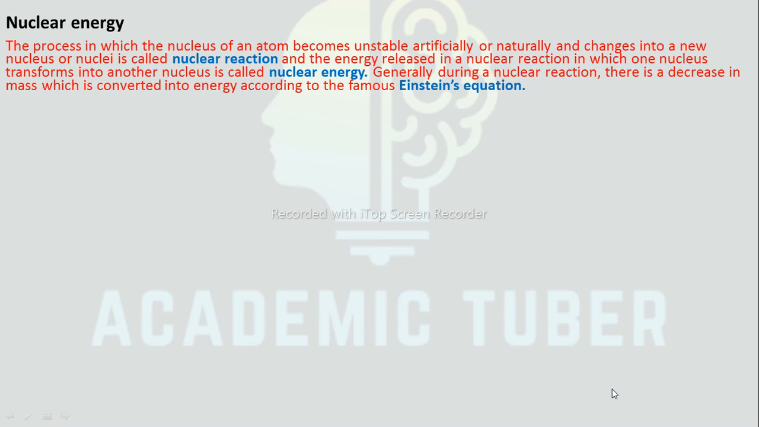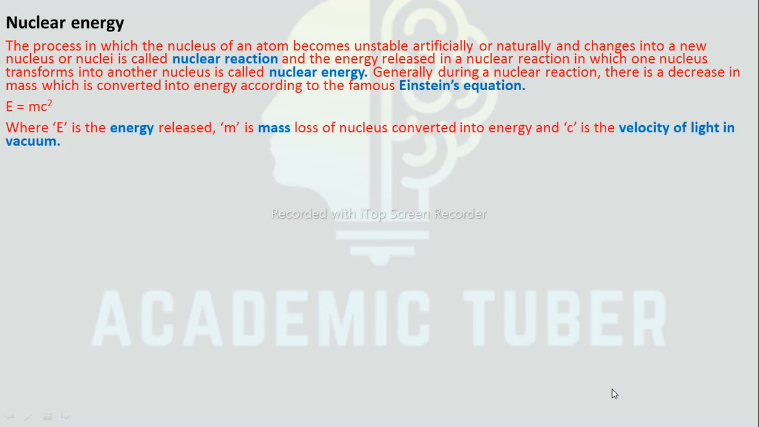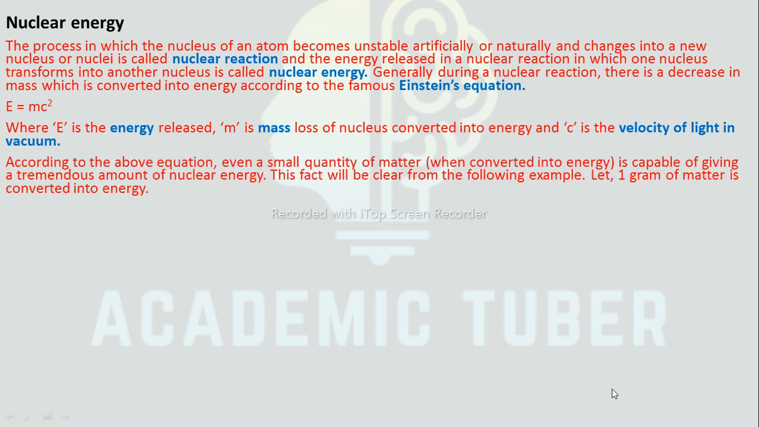Generally, during a nuclear reaction, there is a decrease in mass which is converted into energy according to the famous Einstein equation E = mc², where E is the energy released, m is the mass loss of nucleus converted into energy, and c is the velocity of light in vacuum. According to the above equation, E = mc², even a small quantity of matter, when converted into energy, is capable of giving a tremendous amount of nuclear energy.